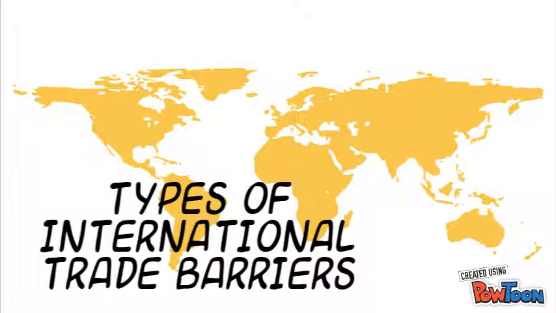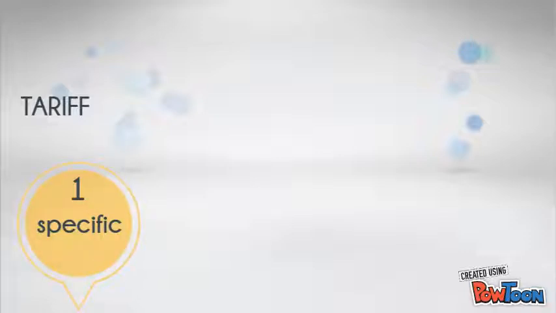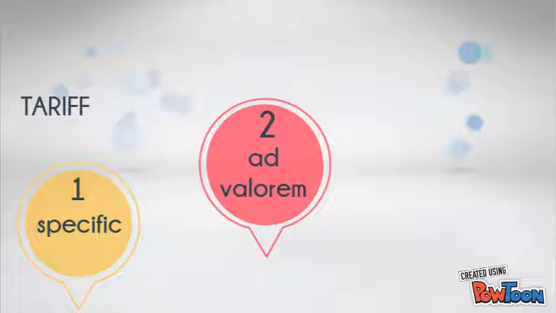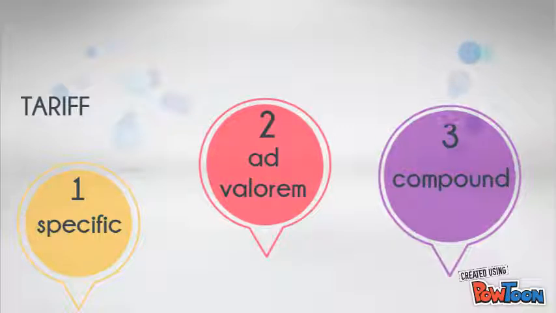Types of international trade barriers. Tariff. There are three types of tariff barriers. 1. Specific tariff. Specific tariffs are fixed taxes calculated based on the quantity or volume of imported goods. 2. Ad valorem tariff. Ad valorem tariffs are like sales tax, expressed as a fixed percentage of total import. 3. Compound tariff. Compound tariffs are a combination of specific tariff and ad valorem tariff.